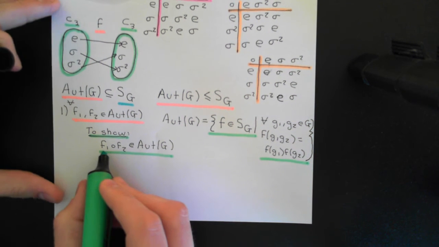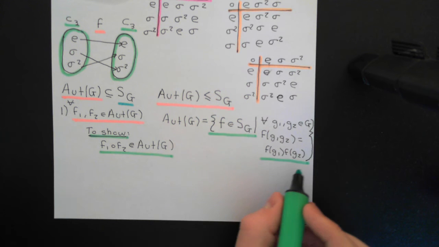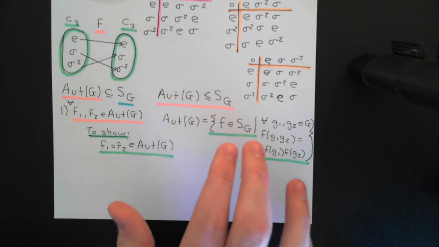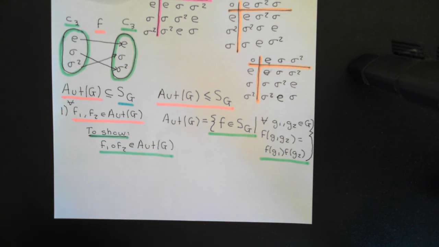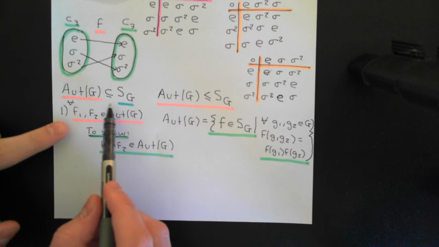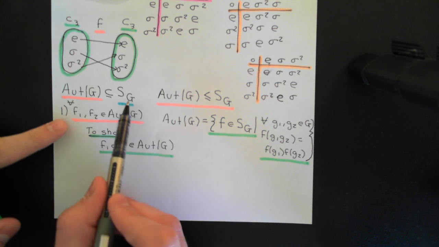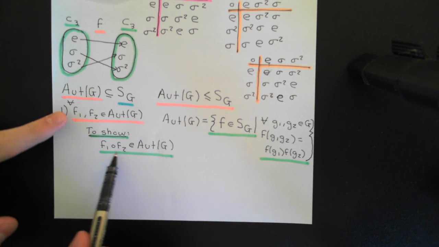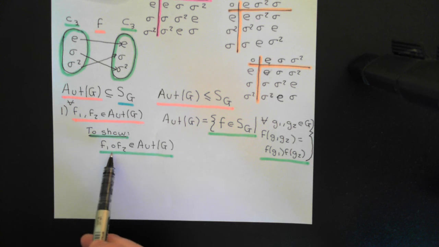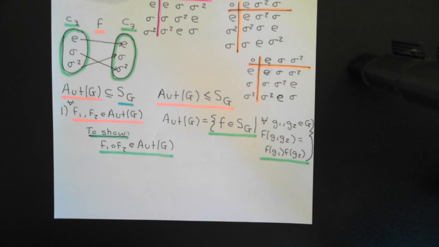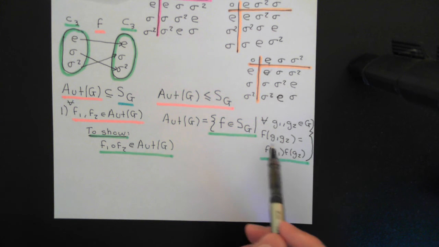So we need to show then that F1 composed with F2 actually obeys all of this. Now we instantly know that it will be another element of the symmetric group on the group capital G, because when you compose together two set permutations, we know that you end up with another set permutation. F1 and F2, if they're elements of the automorphism set on the group capital G, are set permutations of capital G. So when you compose them together as set permutations, you will end up with another set permutation. So we know that it obeys this portion. It is an element of the symmetric group on the group capital G. What we need to prove is that it obeys this criterion.